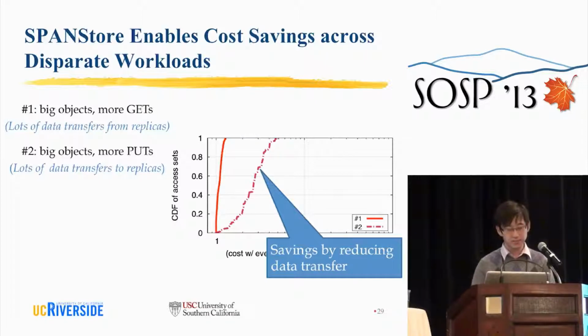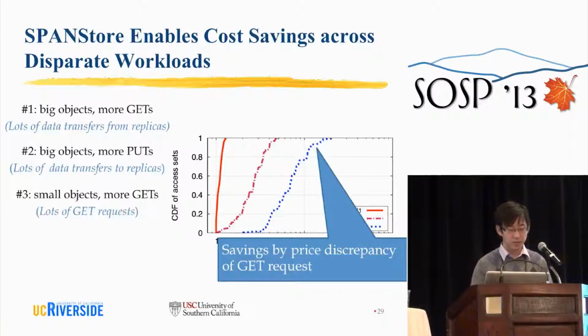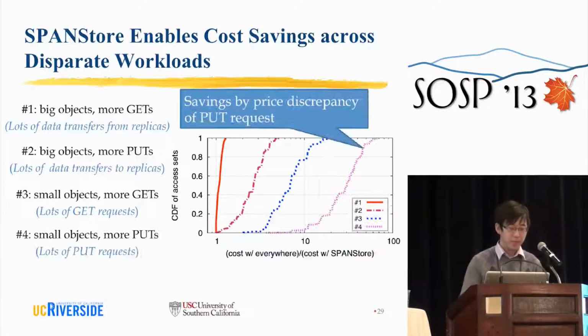That was two workloads with big objects. Next, let me show you some workloads with small objects. The difference between big and small objects is that when the object size is small, the cost for storing and transferring the data becomes minor compared with the request cost. Here we can see that by leveraging the discrepancy of get requests, there are really high cost savings by using SPANStore. Similarly, if the object receives a lot of put requests, the cost savings also come from the discrepancy of put requests. But the discrepancy of put requests is higher than the discrepancy of get requests, so we see higher saving ratios.